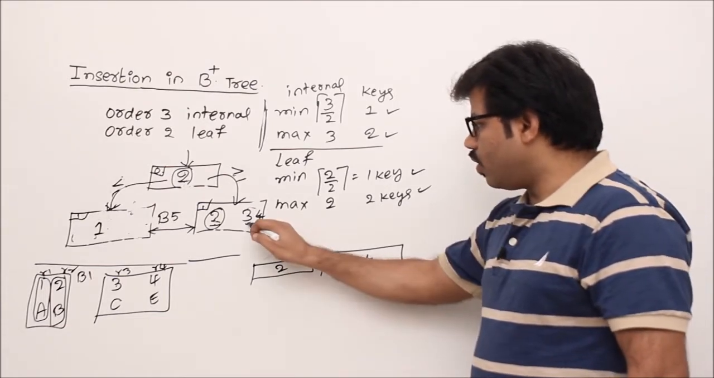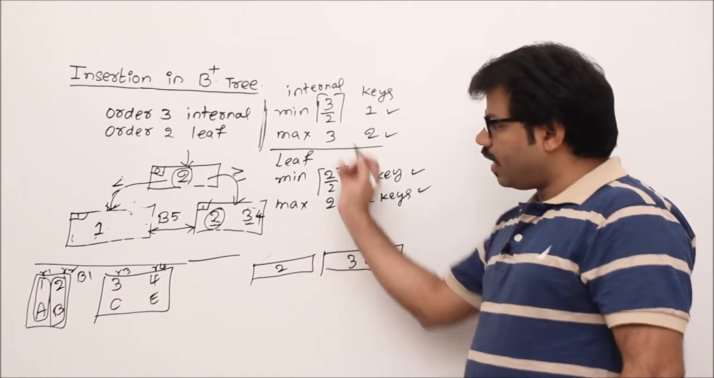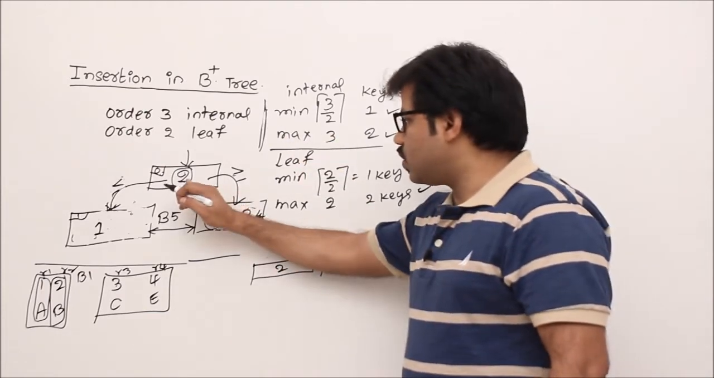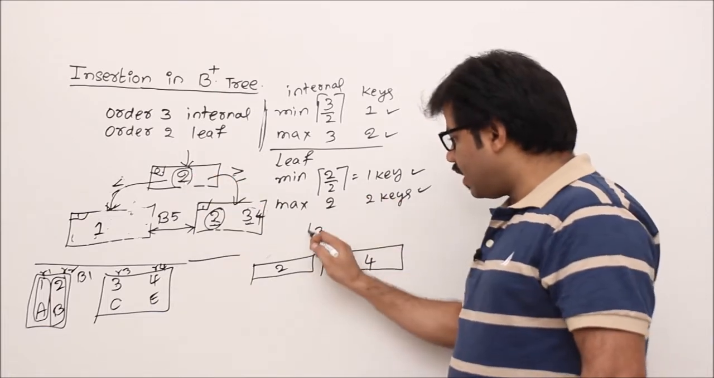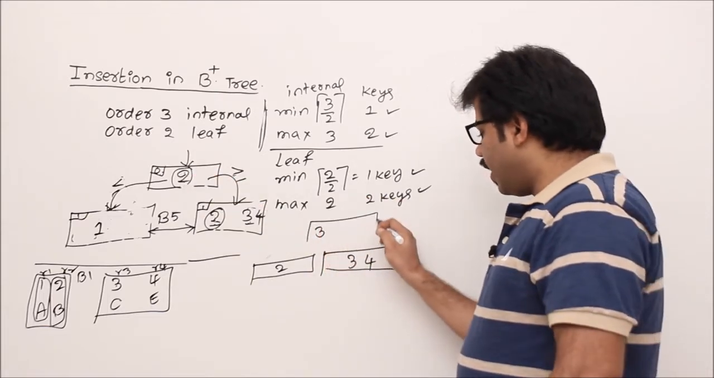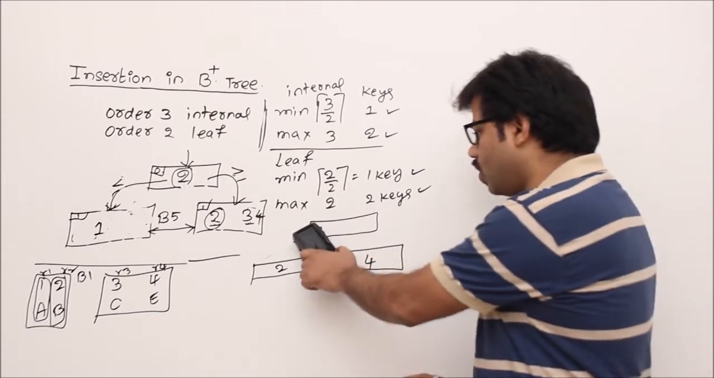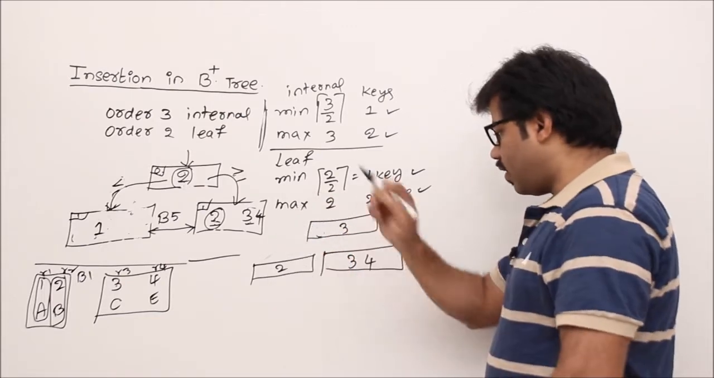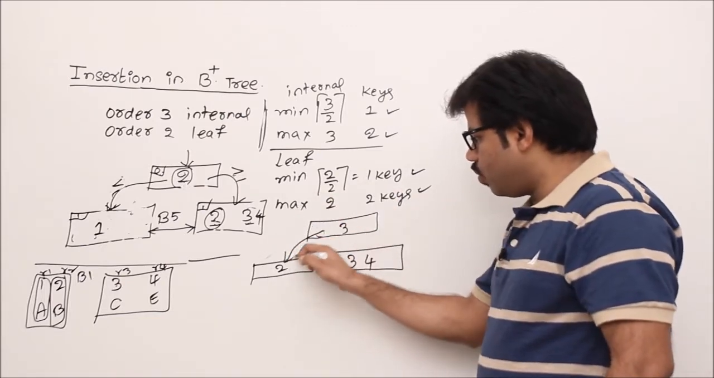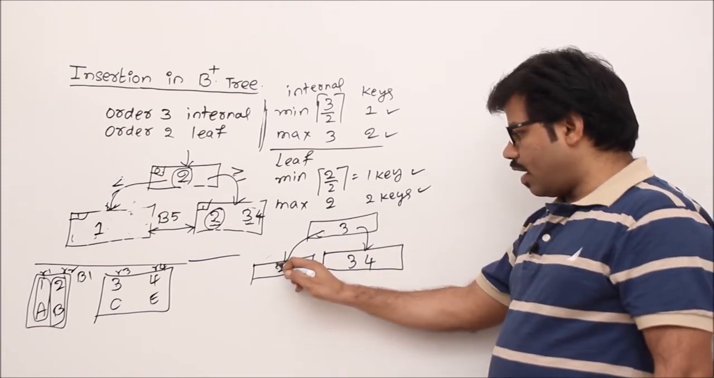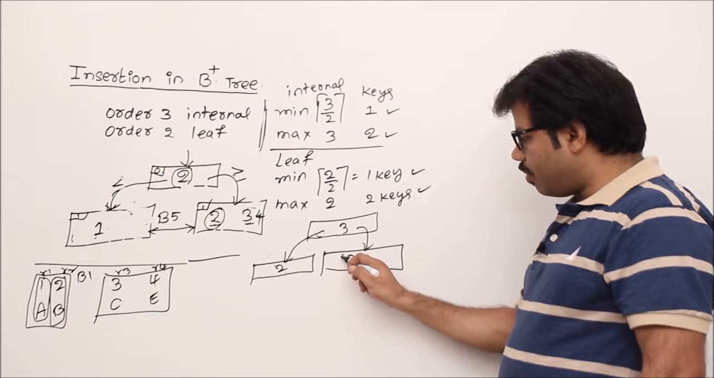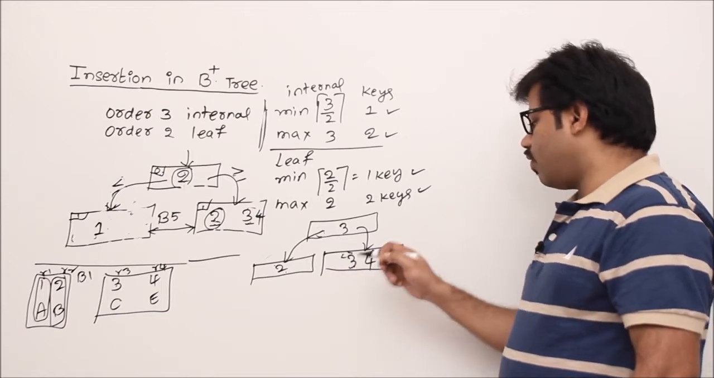Now the middle node is 3, so we send 3 to the next level. The next level is this one, right? I will show the partial tree like this. In the next level we have to keep 3 along with some other values, which doesn't matter for me. So 3's left will be 2, and 3's right will be 3, 4. Now 2's record pointer will be along with 2, 3's record pointer will be along with 3, and 4's record pointer will be along with 4.